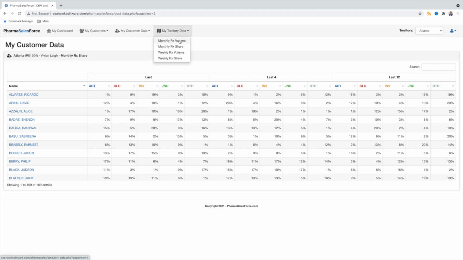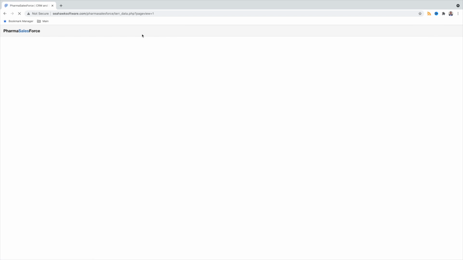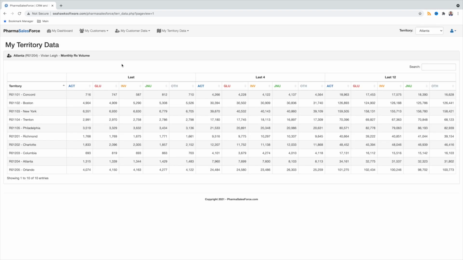Then we have another view that just takes the summary. So we take all of the individual doctors and it rolls up into a summary. And this summary is all my individual numbers. So my Atlanta territory is right here. Here's the other territories in my region, so I know how I'm doing against them. And this rolled up number is a summation of all the individual HCP's numbers.